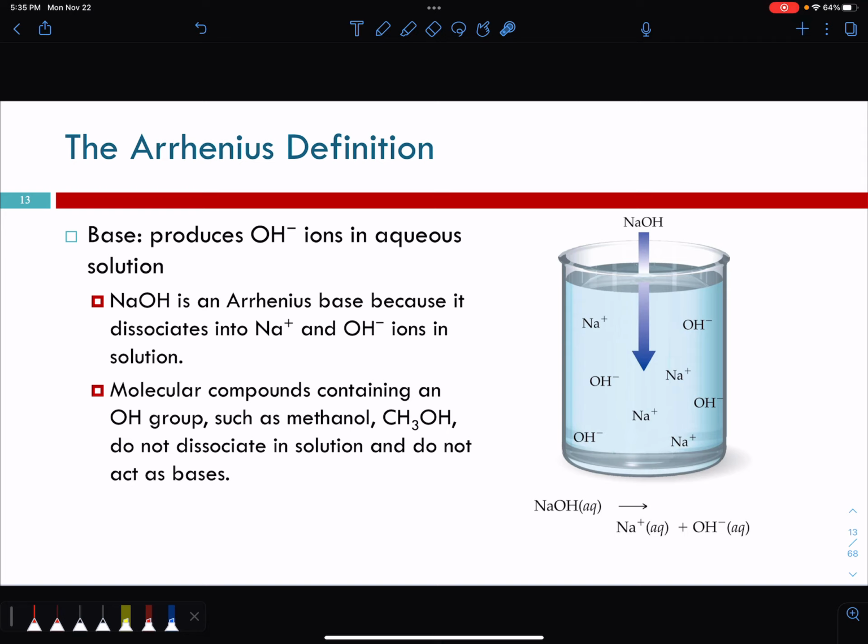Again, the flip side of acids is bases. By the Arrhenius definition, and this is the one that's going to change, but you need to know the Arrhenius definition, a base produces hydroxide ions in aqueous solution. Sodium hydroxide is an Arrhenius base because as a strong base, or strong electrolyte, it dissociates into sodium and hydroxide.